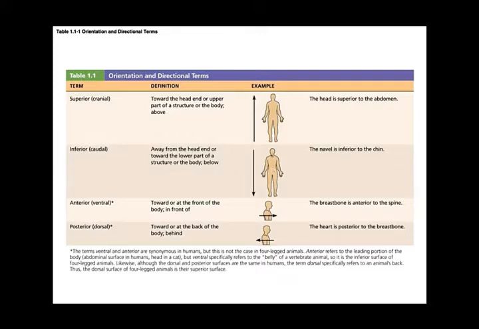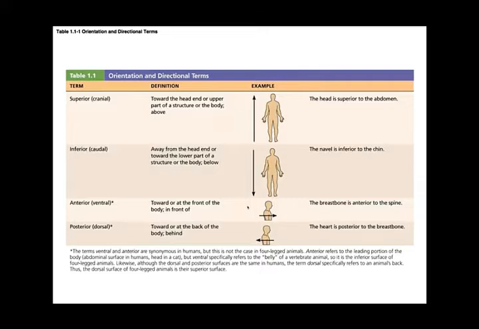And the second term we discuss is the inferior or the caudal part. We can say that our navel, basically our abdomen, is inferior to the chin. We can clearly see that the inferior part is below. Vice versa, we can say that our navel is inferior to the chin.